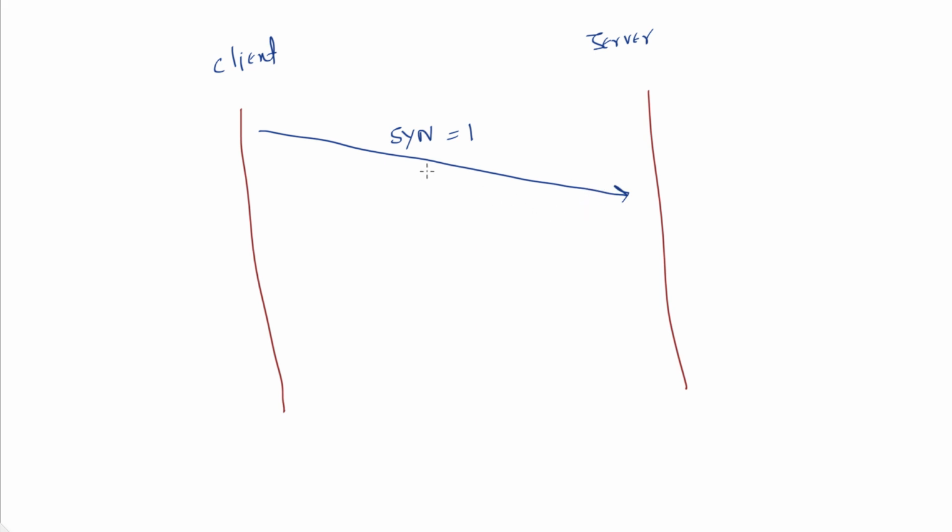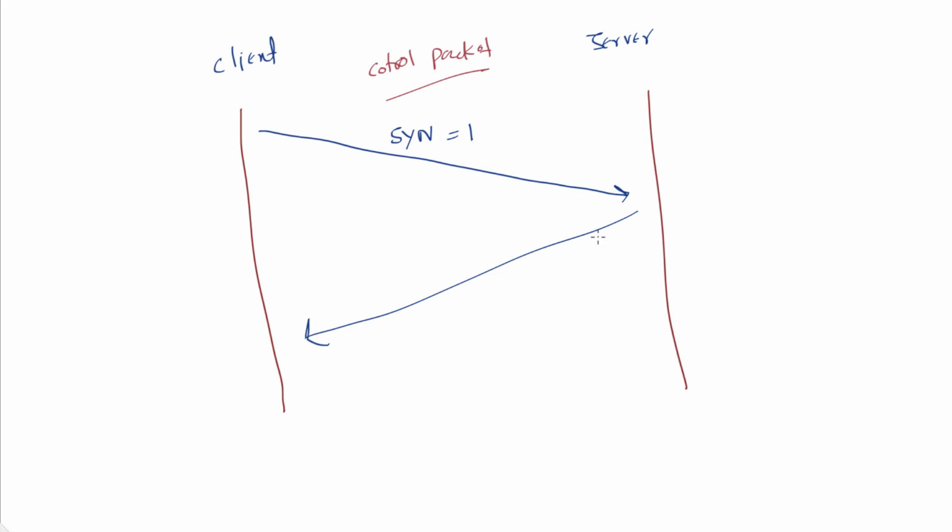Now what do you think? Should the client send data with this packet or not? The client should not send data with this packet. It's just a control packet. We call it a control packet, where the client just wants to make a request. Now the server may accept or may deny.